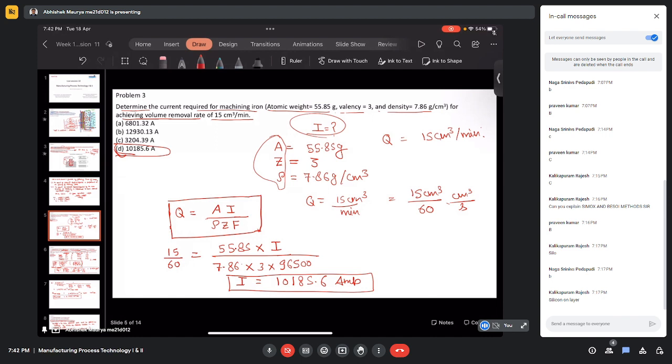Go for the ablation also. So heat is being produced because of the light. So that is correct. And coming to the plasma, yes, it is well known. Like you have seen in cutting plasma or oxyacetylene flame cutting, there also plasma is there. So yes, plasma is correct.